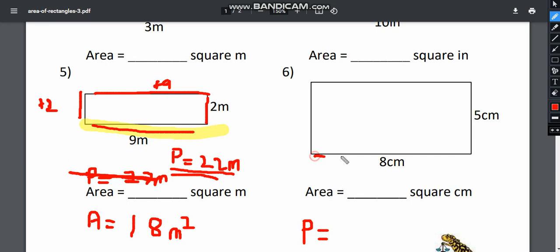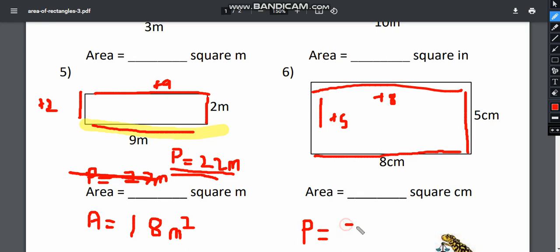So if you want to try and get the perimeter of this shape here now. Okay, so that would be 8 plus 5 plus 8 plus 5. So that's 5 plus 8 is 13. Plus 8 is 21. Plus 5 is 26 centimeters.